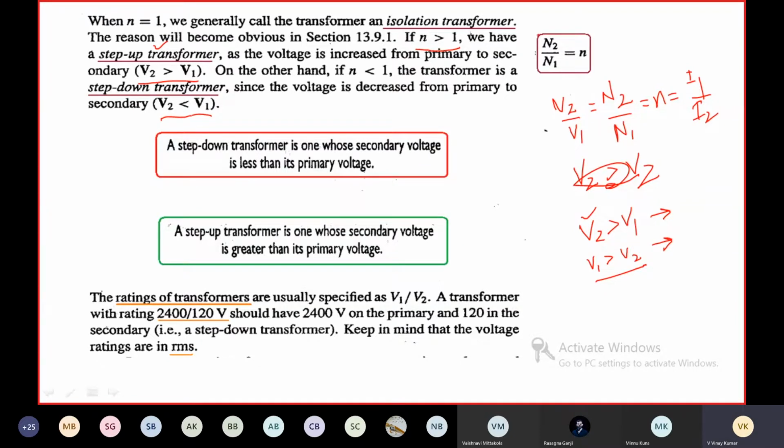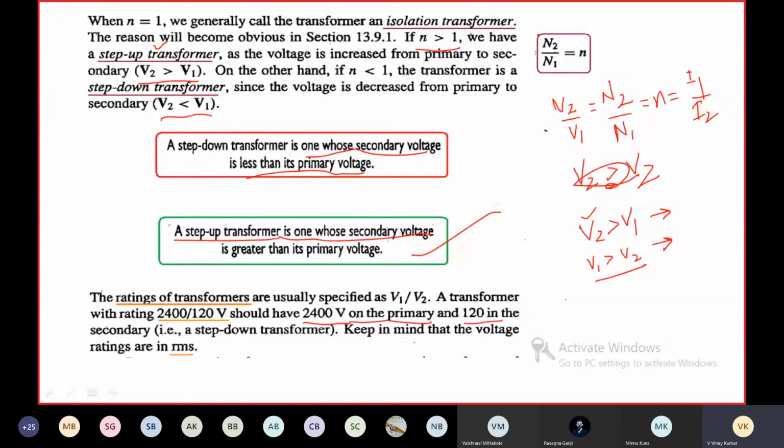A step-down transformer is one whose secondary voltage is less than its primary voltage. A step-up transformer is one whose secondary voltage is greater than its primary voltage. The ratings of transformers are usually specified as V1 by V2. A transformer with rating 2400 by 120 volts should have 2400 volts on the primary side and 120 volts on the secondary side.